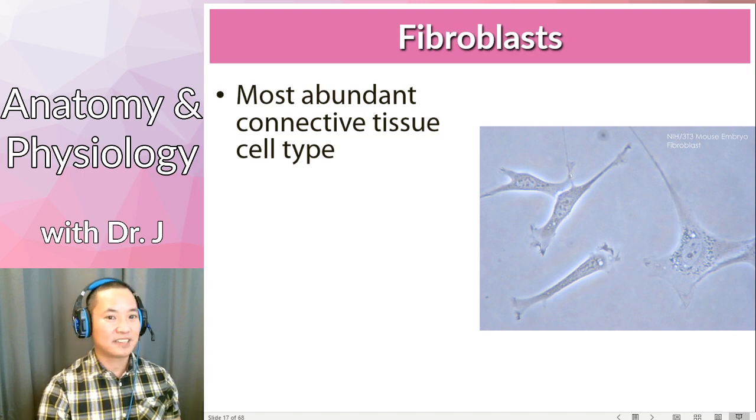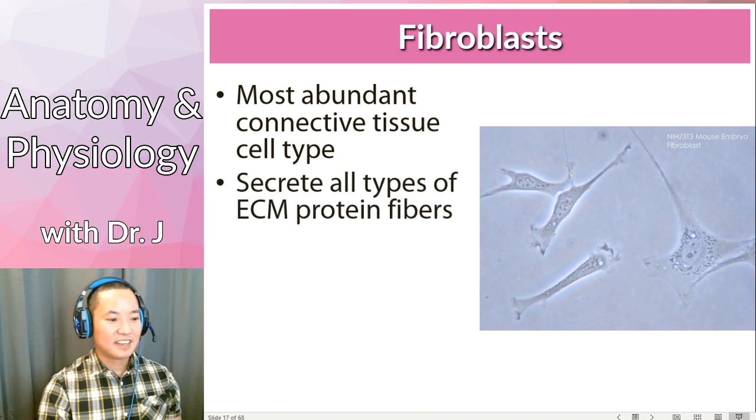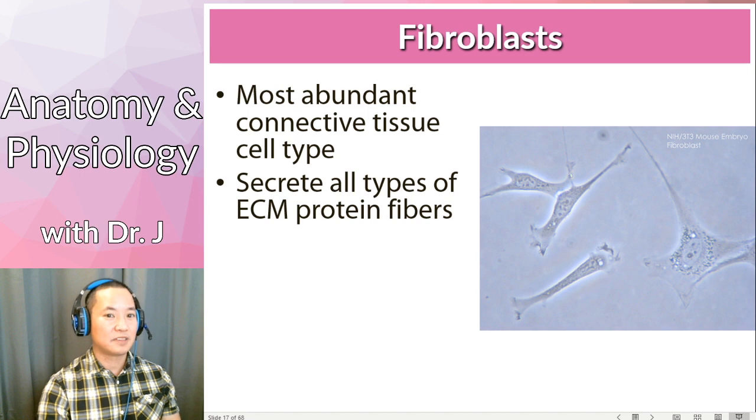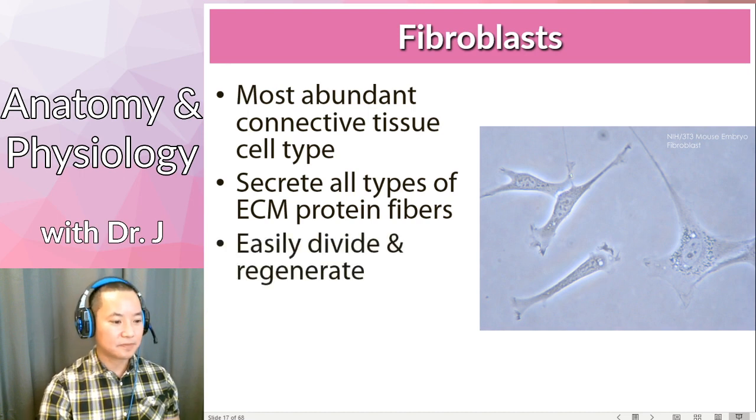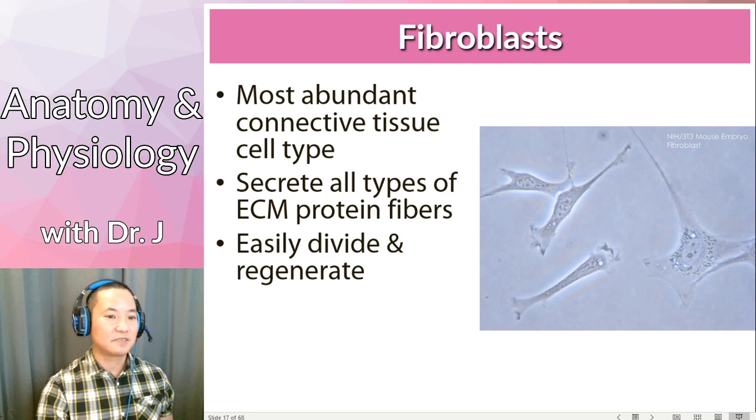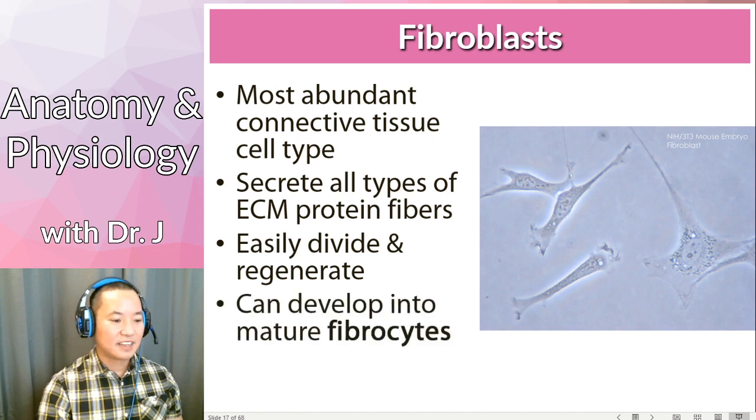So you find fibroblasts everywhere in your body, and they secrete all types of fibers. They are very important in secreting those solid protein fibers that make up the matrix of connective tissue. This is another reason why you find these in practically every tissue in your body. And they easily divide and regenerate. So again, this is another reason why they're very abundant, because they're needed everywhere. And they can develop into more mature fibrocytes.